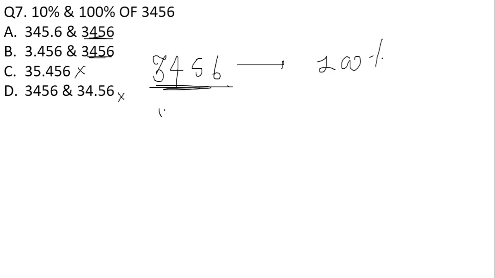Second thing, we have to calculate the 10% of 3456. For 10%, we have to give a decimal point after one digit. It means 345.6, and 345.6 is the correct answer for the given question. Whatever the value that they have given, always consider it as 100%. One more time I am highlighting it: if you have to calculate the 10%, add a decimal point after one digit. If we have to calculate the 1%, add the decimal point after 2 digits.